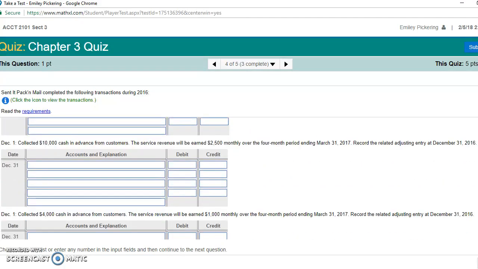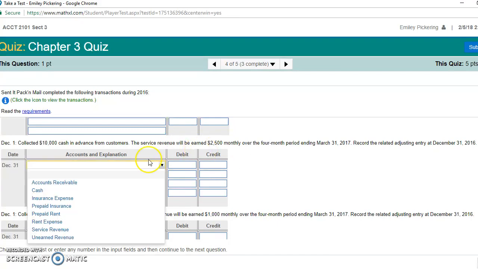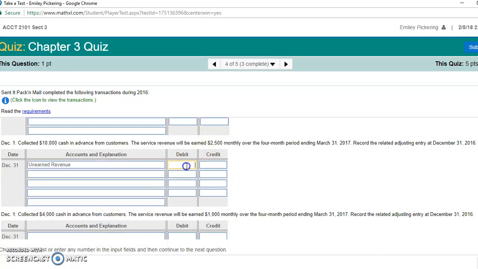We collected cash in advance, so the service revenue will be 2,500 over a monthly period. So we've only incurred, it looks like, $2,500. So I'm going to change my unearned revenue. I'm going to lower that 2,500. And I'm going to increase my regular service revenue by 2,500. So that's 1 month's worth.